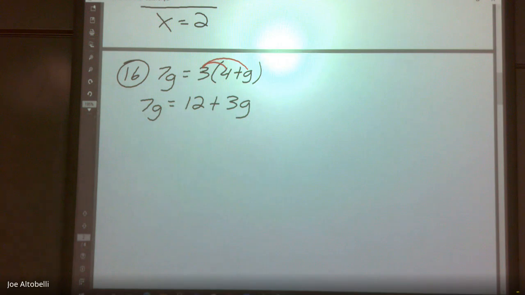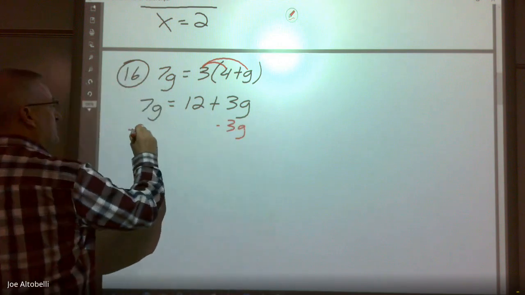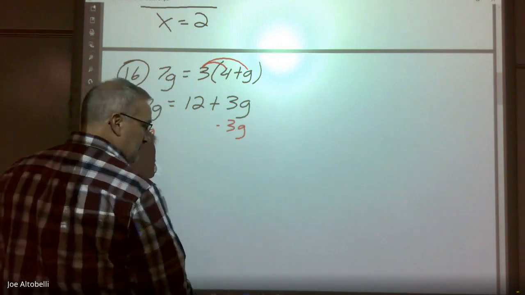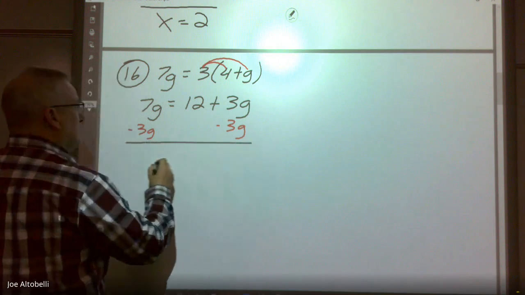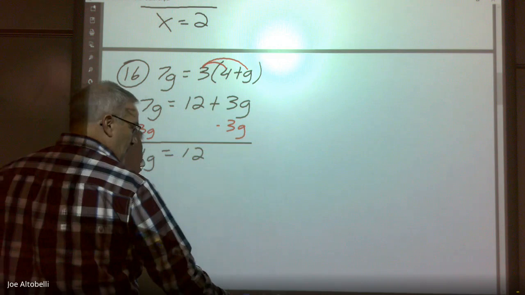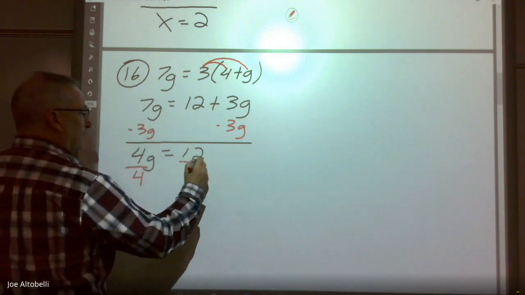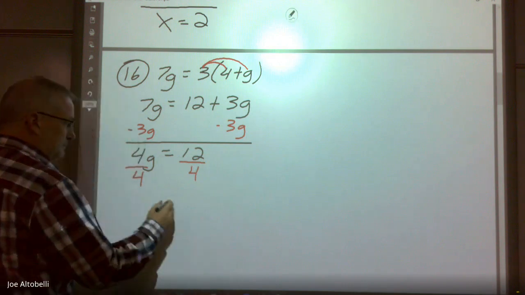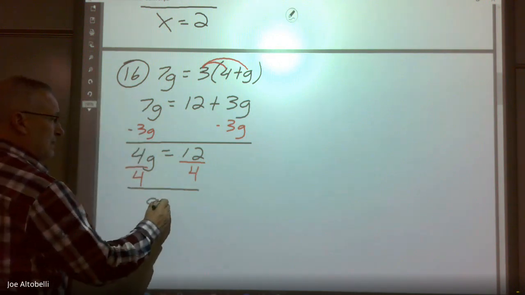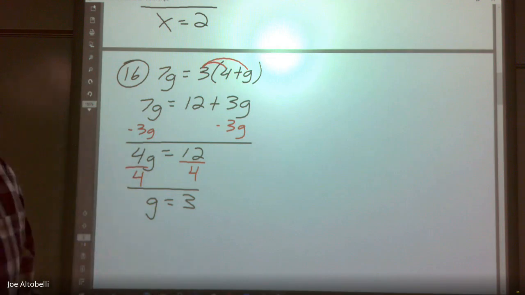Now you have variables on both sides. You get rid of the variable on the right. Subtract 3g. 4g equals 12. I don't have anything to add or subtract, so I divide by 4. g is equal to 3. So number 16, you get 3.